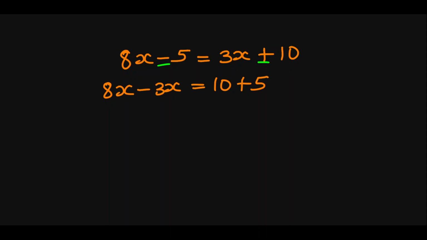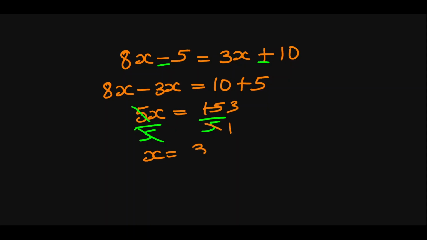So this now gives us 5x is equal to 15. And then if we divide both sides by 5, the 5 will cancel the 5. Then we will have x is equal to 15 over 5, which is x is equal to 3. And that becomes the final answer.